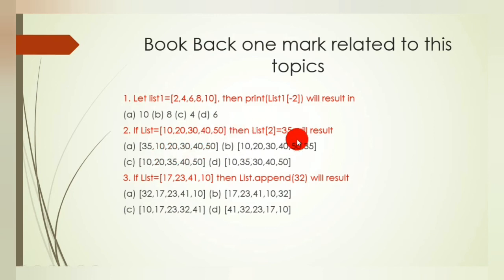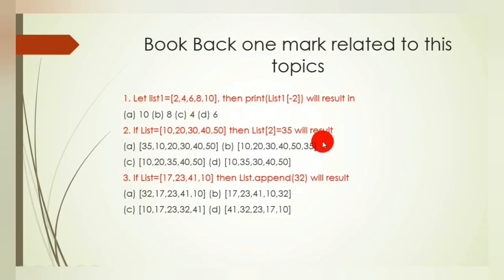Here we can add, here we can modify, changing the value. In list of 2 we are changing the value, instead of 30 we are changing the value to 35. So we get the output 10, 20, 35, 40, 50. That is option C. Now you can see the program code for this question.